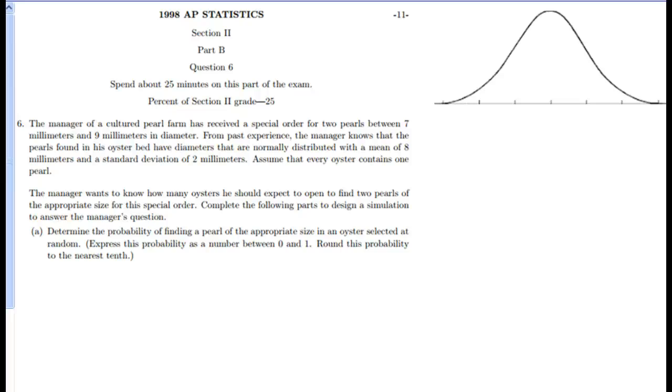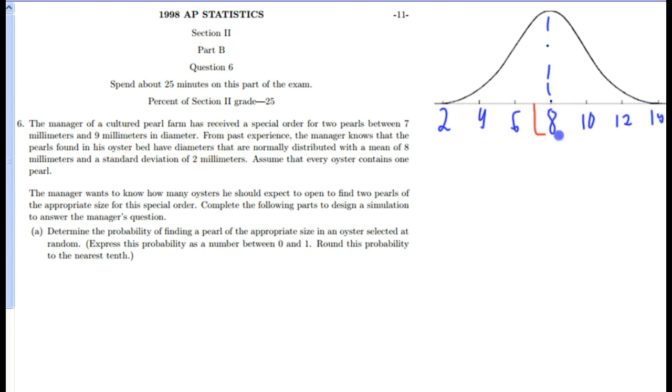Okay, so the first thing I might do on part A is to go ahead and draw the normal curve. It says we have a mean of 8, so in the middle is 8, and a standard deviation of 2, so you add 2 in each direction: 10, 12, 14, 3 standard deviations above, and 6, 4, and 2, 3 standard deviations below. Then it says to find from 7 to 9.